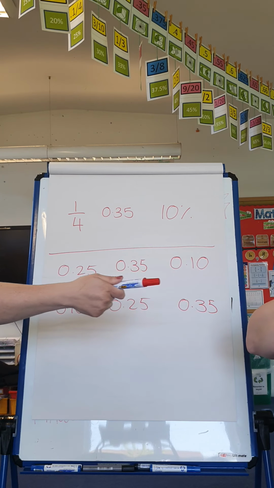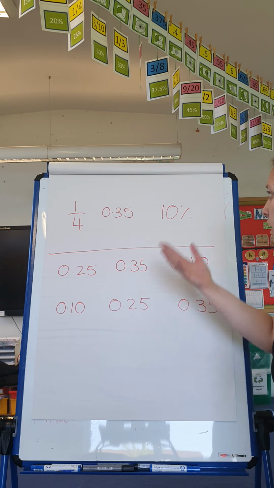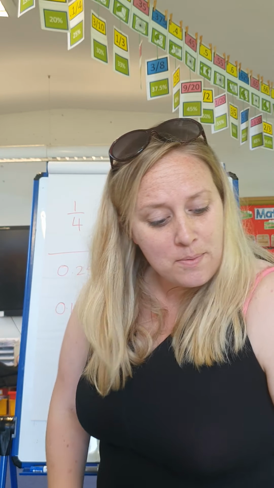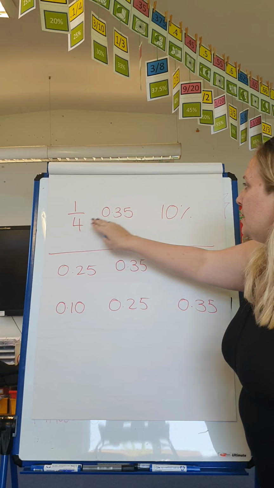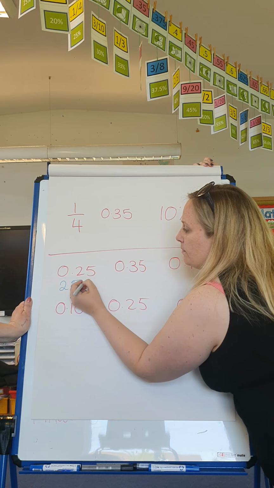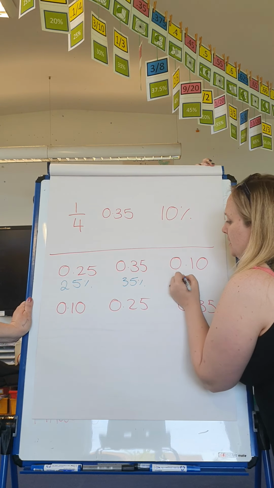But you do it a different way. I do it a different way. I turn it into a percentage. Which way do I do it? I can't remember. Where's my Sharpie? Oh, okay. So I know, because I already know this one and this one, that this is 25%. This one is 35%. This one is 10%.